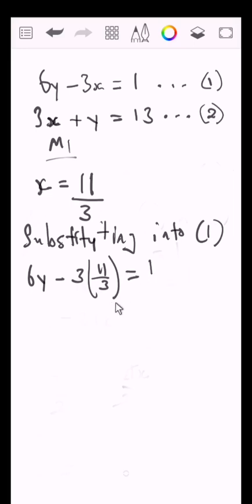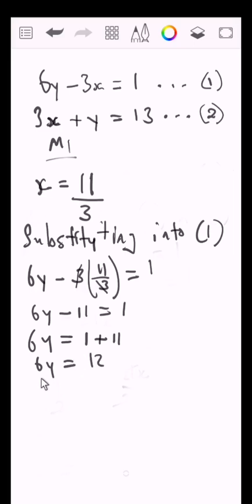It's equal to 1. Then cancel out 3 to remain with 6y minus 11 is equal to 1. Then collecting like terms, 6y becomes equal to, then minus 11 goes to the right hand side to become plus 11. So it's 1 plus 11. 6y is equal to 12. Dividing both sides by 6, y becomes 2, since 6 into 12 is 2. So substituting x into equation 1, we are finding y is equal to 2.